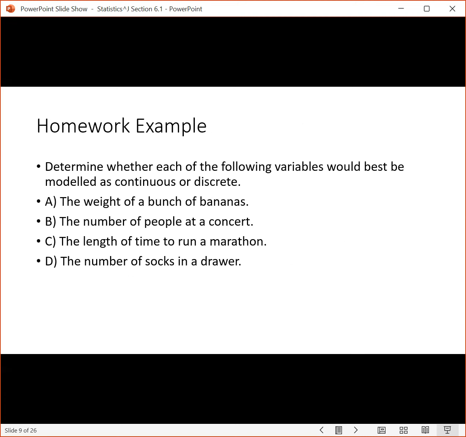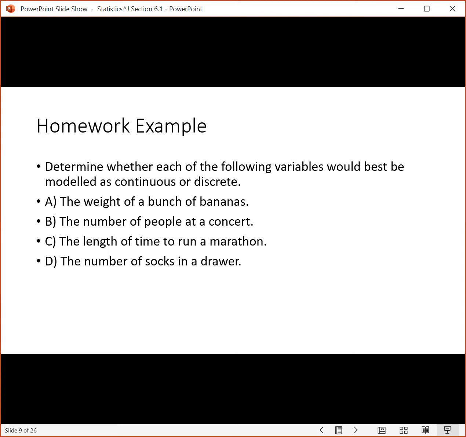All right, homework. This is a homework example, and there are more of these in the homework, so let's go over these. We've got the weight of a bunch of bananas, the number of people at a concert, the length of time to run a marathon, and the number of socks in a drawer. Again, weight, that's something we use decimals with. That's continuous. Number of people at a concert. We don't have half people or tenths of a person.